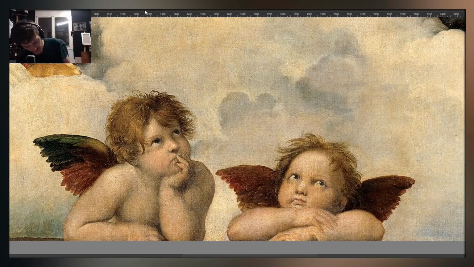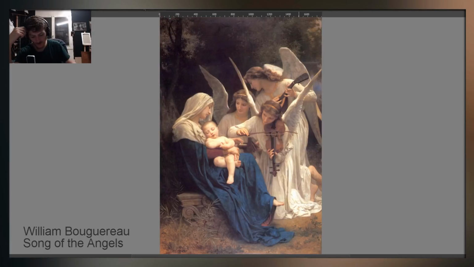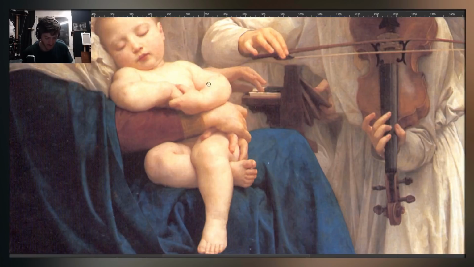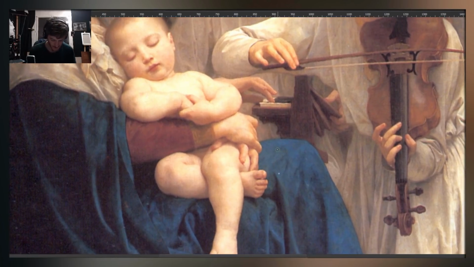Now, another great artist that painted wonderful babies was Bouguereau, who had some just wonderful, gracious babies. This one is not his best, but I want you to look at this. Chubby bodies, chubby ankles, chubby feet, chubby hands, everything chubby. That's how you make a baby cute.